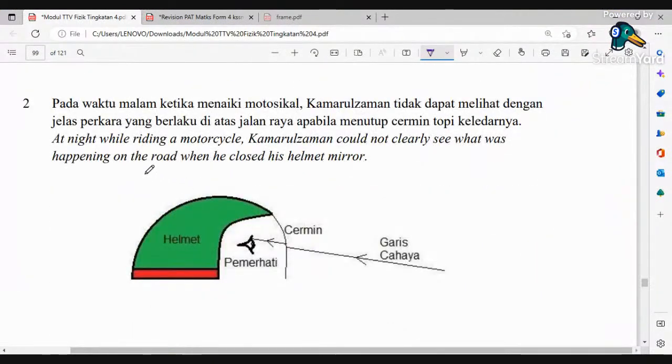Okay. Number 2, at night while riding a motorcycle, Kamaru Zaman could not clearly see what was happening on the road when he closed his helmet mirror. Okay, dia tutup dia punya mirror. Actually mirror di sini, it's not actually mirror. Kalau you faham mirror, mirror light tak boleh pass through, actually glass lah. Okay, maybe percakapan kita guna mirror, cermin, tutup cermin. But it's not cermin actually, it's glass because light can pass through.